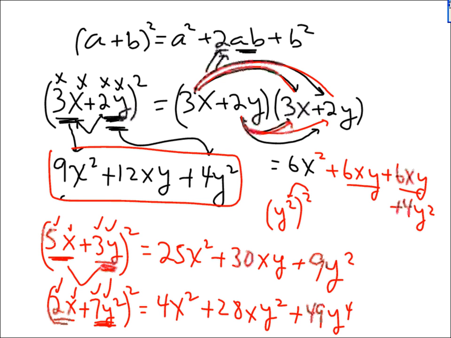Even if you FOILed it out, let me try to sneak it in right here. Even if you tried to FOIL it out, you're going to say, oh my, but I don't know what 7y squared all squared is. Well, then you're in trouble. Because even if you try to FOIL it out, at some point, you're going to have to know what 7y squared times 7y squared is. At some point, you're going to have to know it anyway.